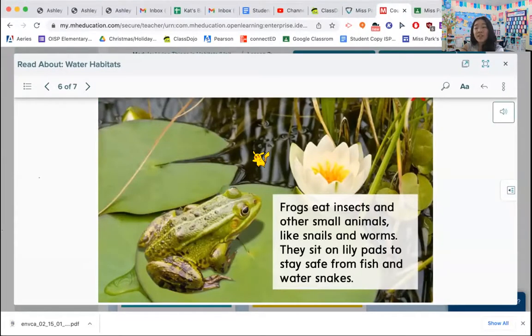Frogs eat insects and other small animals like snails and worms. They sit on lily pads to stay safe from fish and water snakes that are trying to eat them. So you see how these plants, sometimes the animals eat the plants and sometimes they use them for protection.